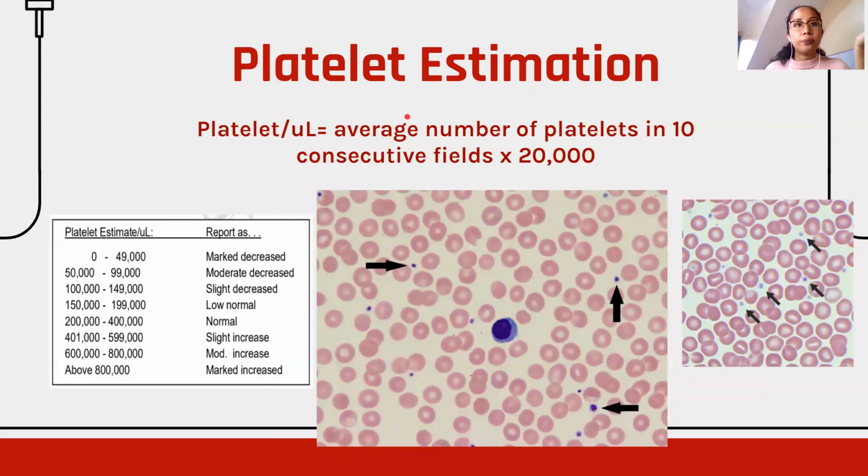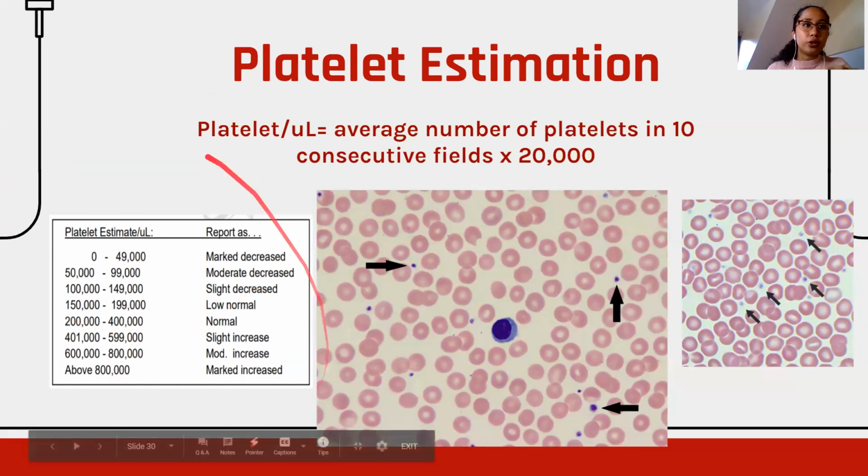So class, sa visual method, hanggang high power lang tayo, ha? High power objective. Dito sa platelet estimation, we use oil immersion. So pwedeng mag-oil dito, hindi pwedeng mag-oil sa hemocytometer, guys, ha? So the average number of platelets in 10 consecutive fields times 20,000. So class, you will look at 10 fields. Kunyari, sa unang field, 5. Sa next field, 10. Sa third field, 4. And you're going to get the average platelets in the 10 consecutive fields and multiply it by 20,000.